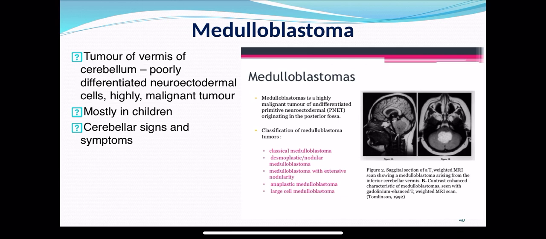Now coming to medulloblastoma, it's one of the tumors of the cerebellum which involves the vermis. It's due to poorly differentiated neuroectodermal cells. It is a highly malignant tumor, mostly occurring in children, and there will be signs and symptoms of cerebellar lesion in the patient. It's a very rapidly progressing tumor, and it's really very difficult to save the child. All these are developmental defects because it's due to poorly differentiated neuroectodermal cells. So that's about medulloblastoma, which is a very rare kind of highly malignant tumor in children.